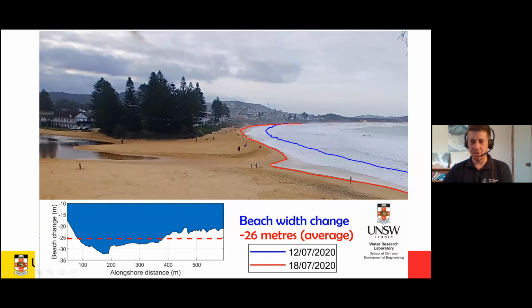So here's an example of how the beach changed directly in response to the storm. Here are two mid-tide shorelines before and after the storm, roughly a week apart. You can see that the beach receded on average 26 meters along shore. The maximum erosion was about 34 meters of reduction in beach width, and that happened about 200 meters north of this particular camera, around this area here.